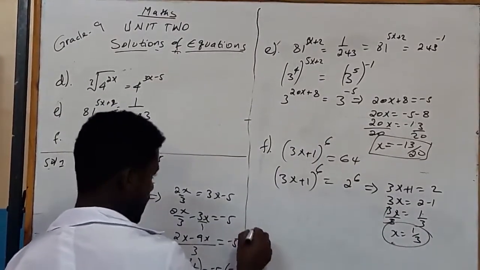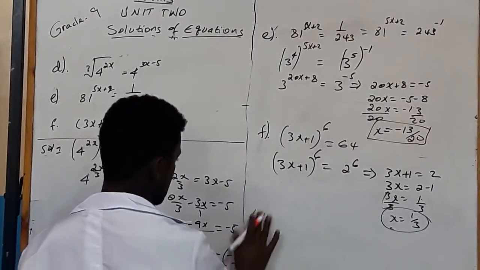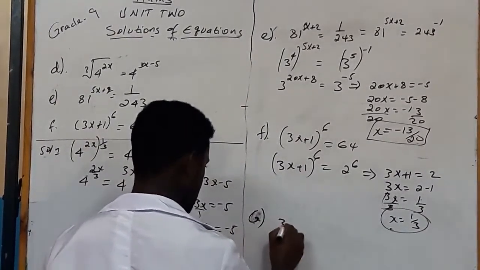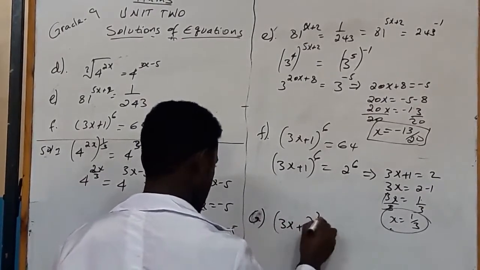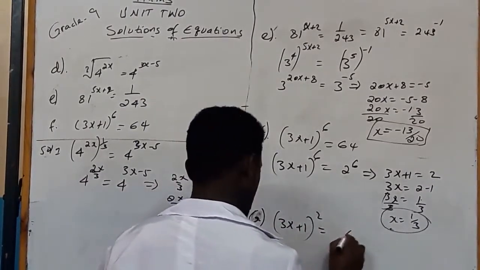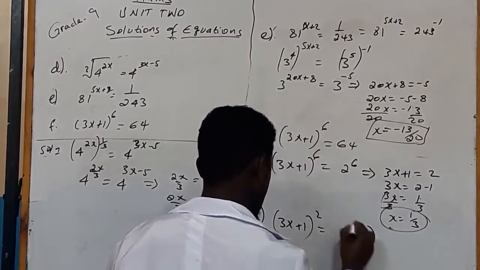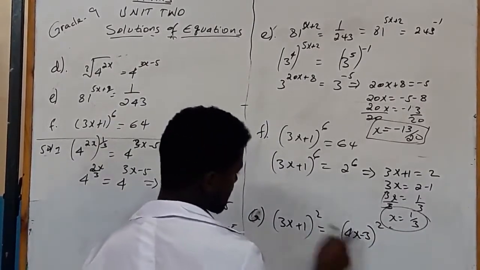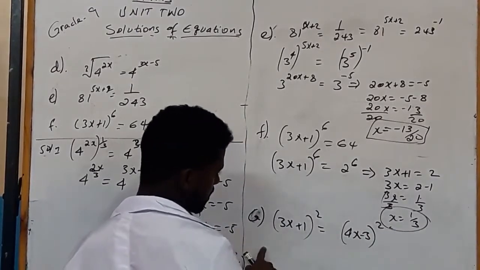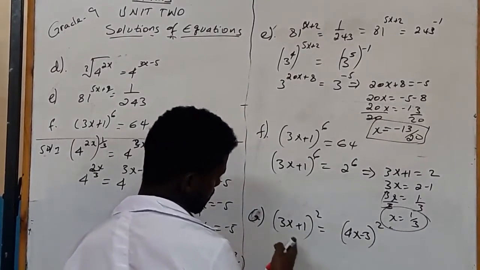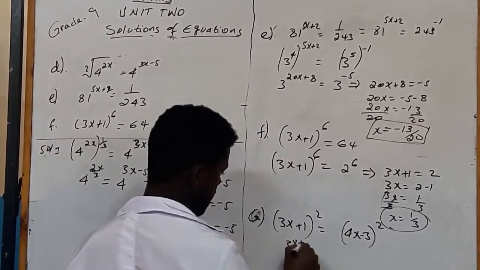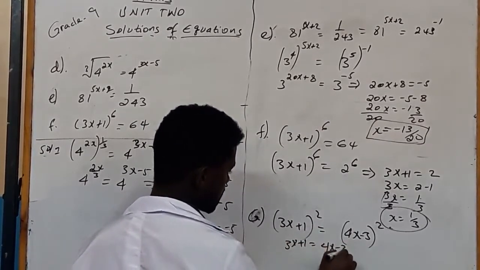Let me continue with G. It says (3x plus 1) the whole square is equal to (4x minus 3) to the power of 2. Again, similar to F, the bases are different and the exponents are the same, and the number we are going to find is in the base. So the exponents are the same. This means 3x plus 1 is equal to 4x minus 3.